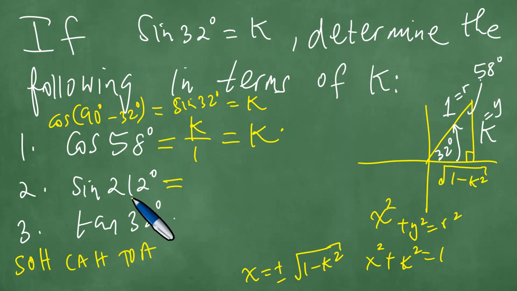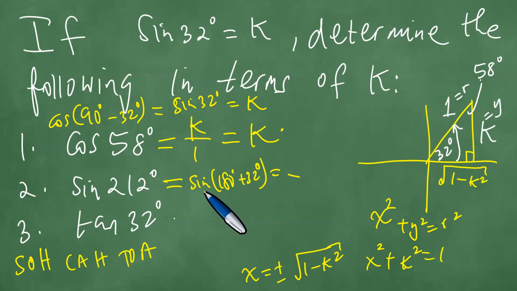Okay, let's look at the sine of 212. The sine of 212 can be seen as 180 degrees plus 32 degrees. In the third quadrant, the sine is negative, but the tan is positive, so the sine becomes negative the sine of 32. Sine 32 is K, and this becomes minus K.